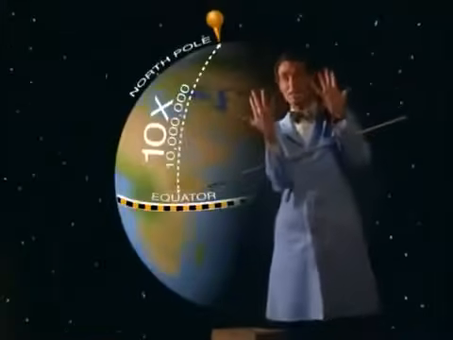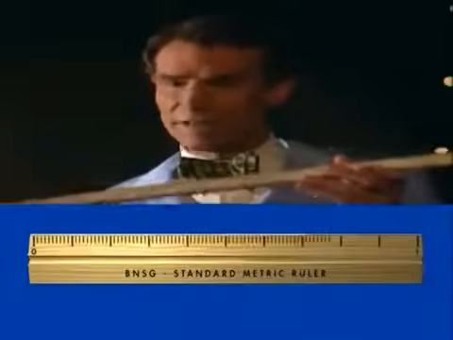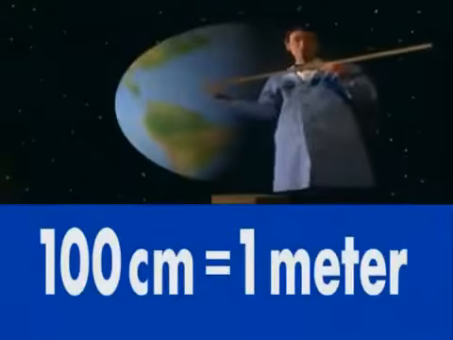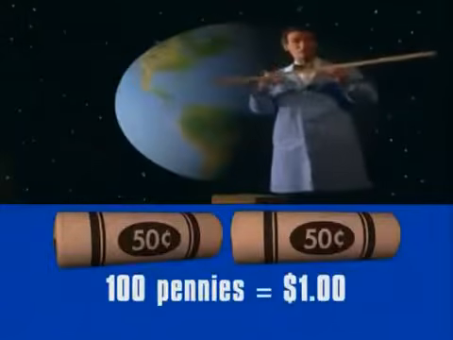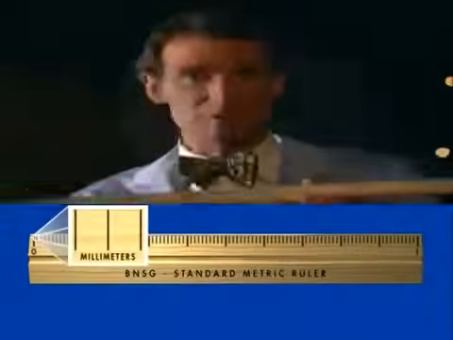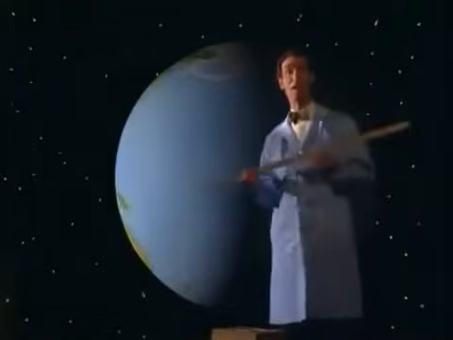We use tens because humans have 10 fingers. Now you can keep going. You can divide a meter by 10 and 10 again, and you get centimeters. There are 100 centimeters in a meter, just like there are 100 cents in a dollar. You can divide it by 1,000, and you get millimeters, by 1,000,000, and you get micrometers. It's easy. With a meter, you can measure just about anything.